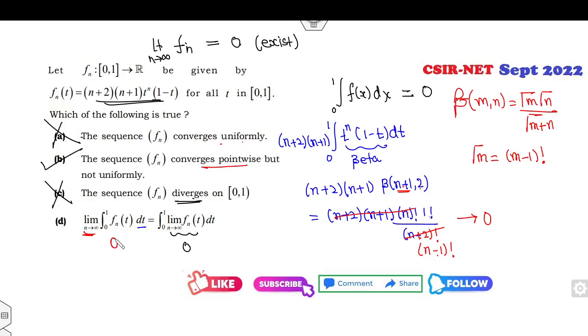So this component is also 0. Yes, this answer is also correct. B and D are the correct answers of this problem.